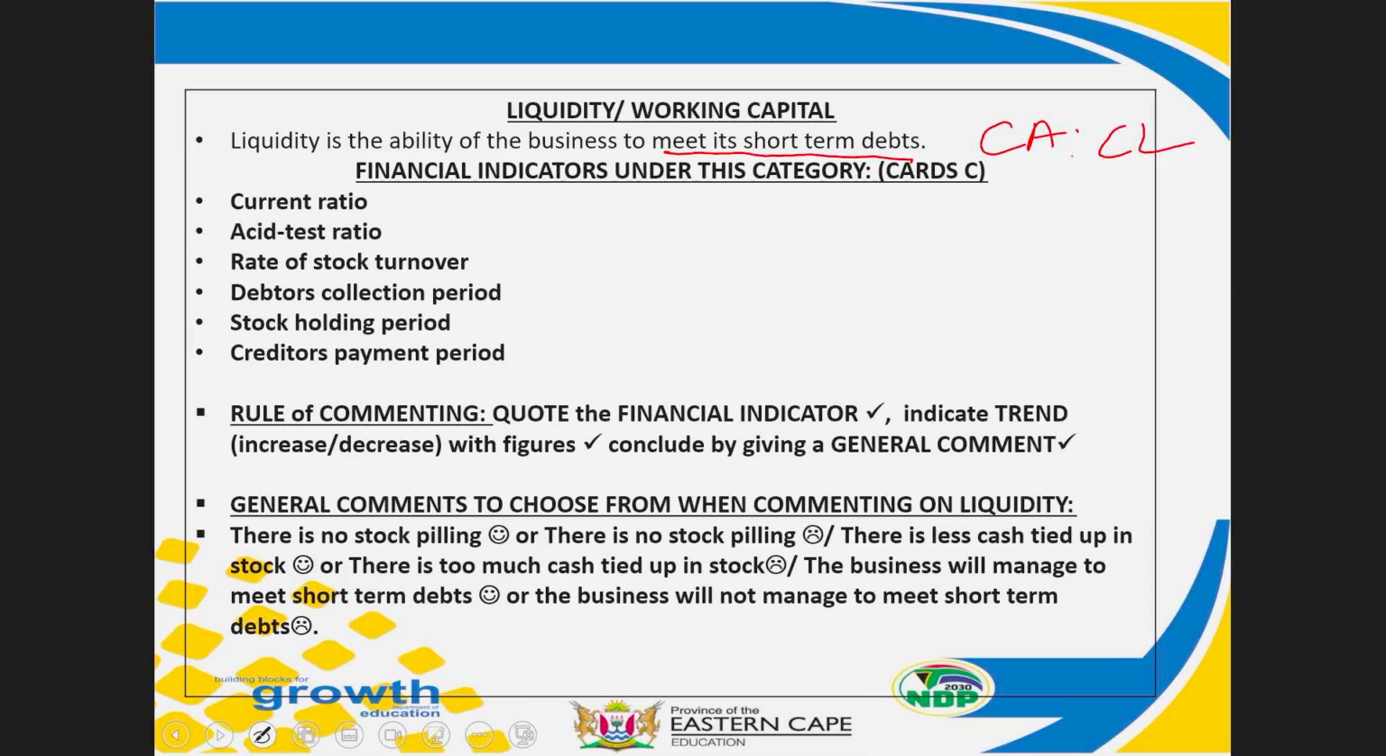I can only comment using the financial indicators when the question says comment on liquidity or comment on how well the business is managing its working capital. Remember, I said working capital is the same as liquidity. Or the examiner may also ask you to comment whether this business will be able to pay off its short-term debts. That is the only time I am allowed to comment using the liquidity financial indicators.